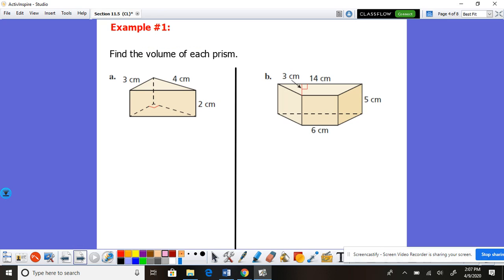All right, so let's do a couple of examples. All right, well here, this is a triangular prism. The reason it's triangular is because the base is this triangle right here. Okay, now to find the volume of a prism, remember volume is the area of the base times the height.